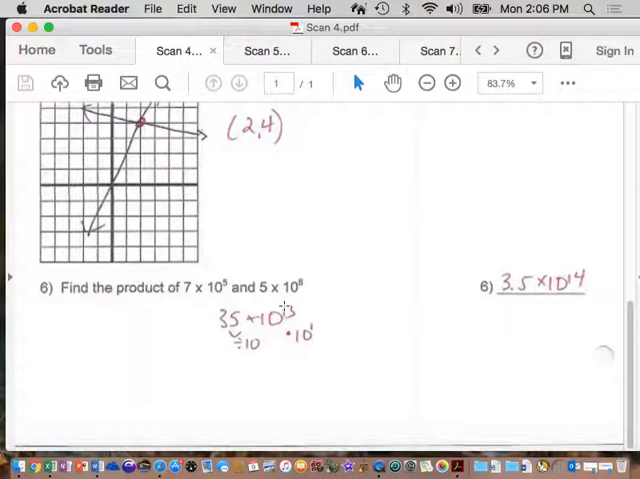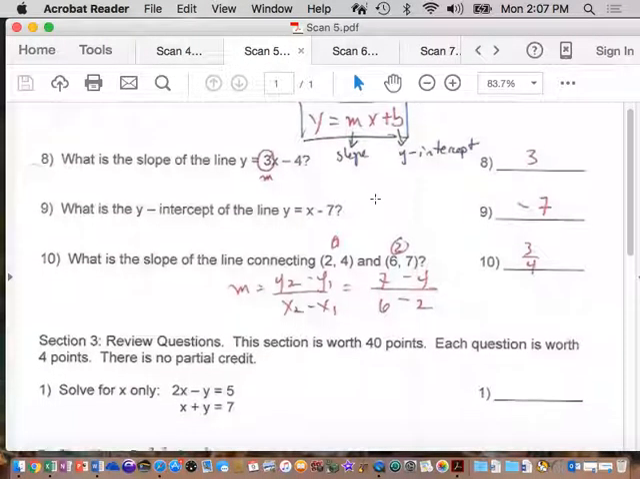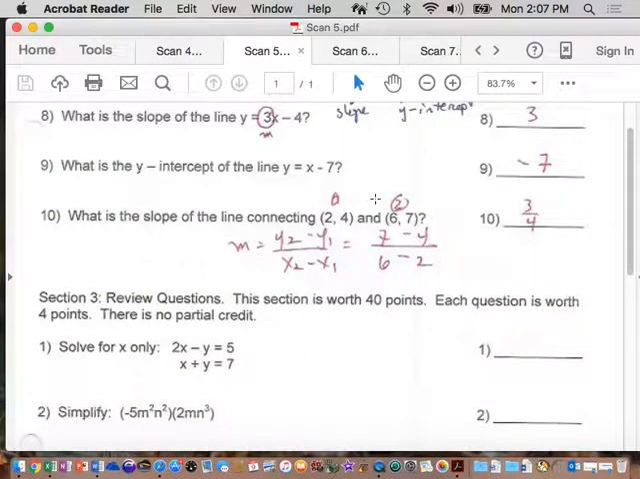Okay, number 6, multiply coefficients, add exponents. The one hitch here is that you get the number 35, and the number is supposed to be between 1 and 10. Michael, face forward. Divide by 10, multiply by 10, and I get 3.5 times 10 to the 14. Okay? So we still have a few more questions to do from this first part of the test.